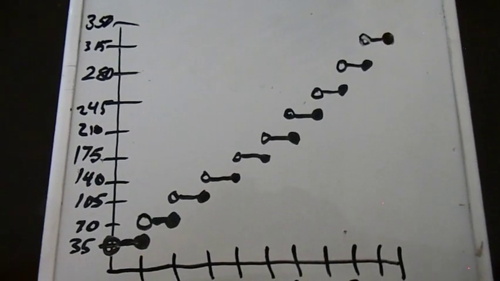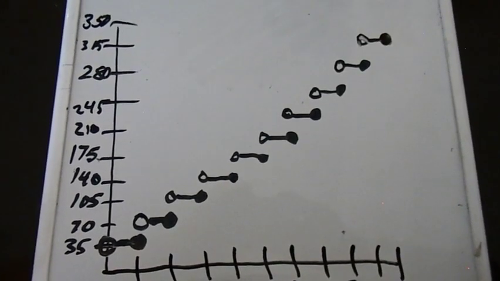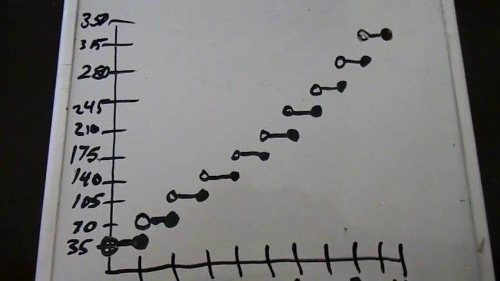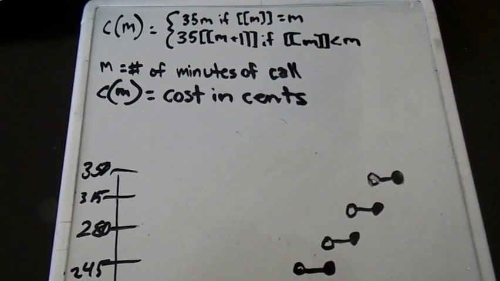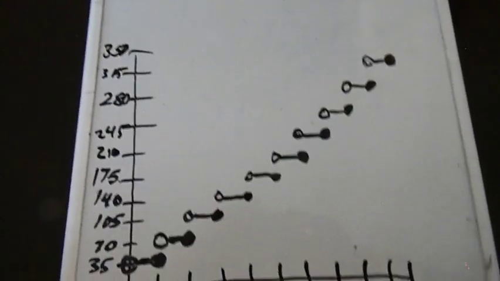Now when you continue to plug in numbers for m into the functions, eventually your graph would look like this. And that is how you would graph a greatest integer or step function.